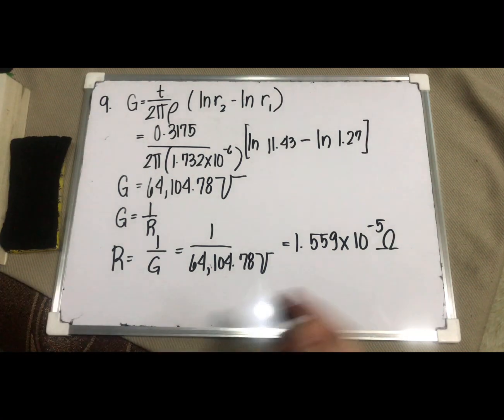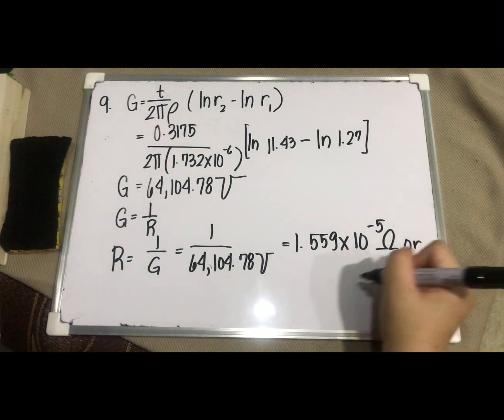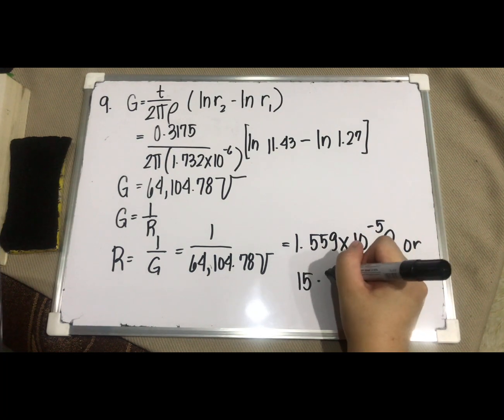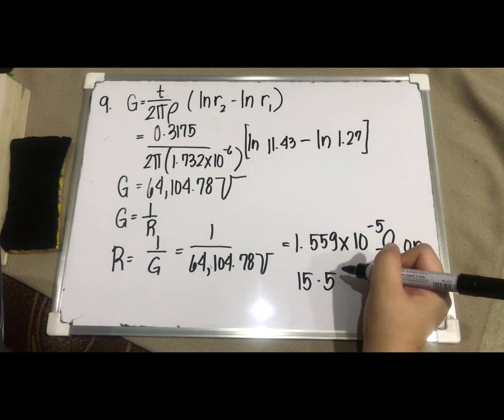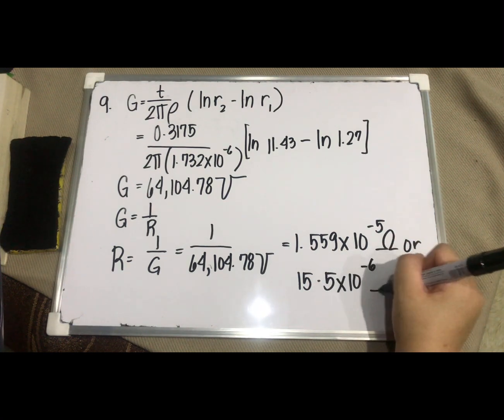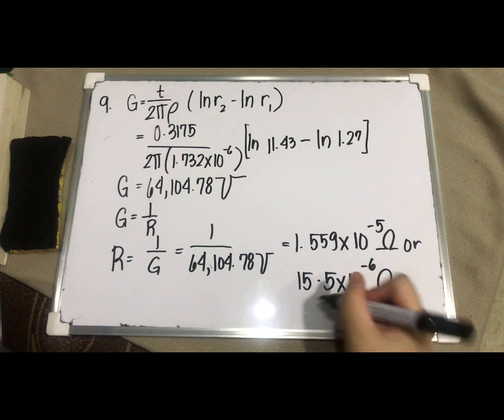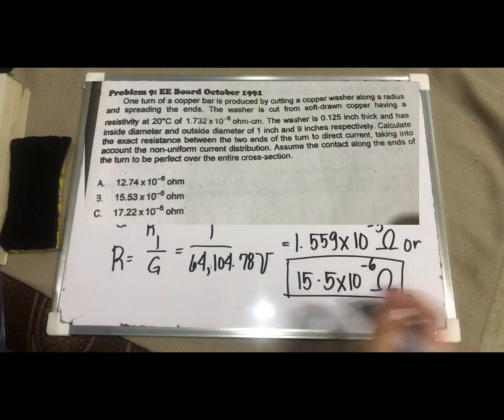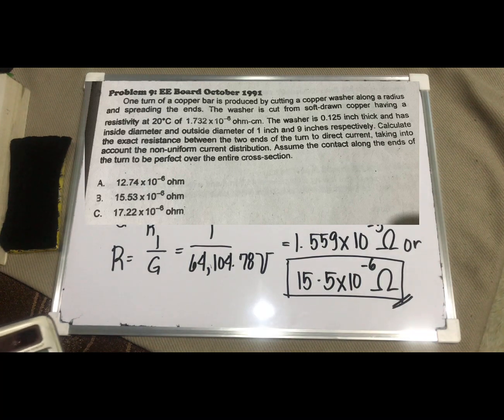Or 15.5 times 10 raised to negative 6 ohms. So, from the choices, ito ay letter B.